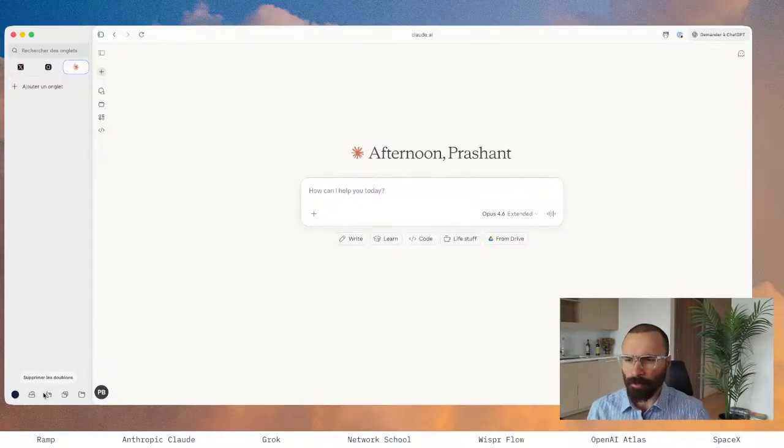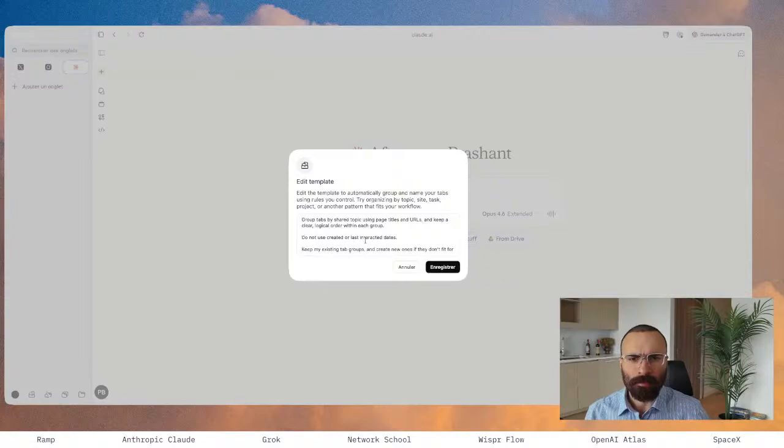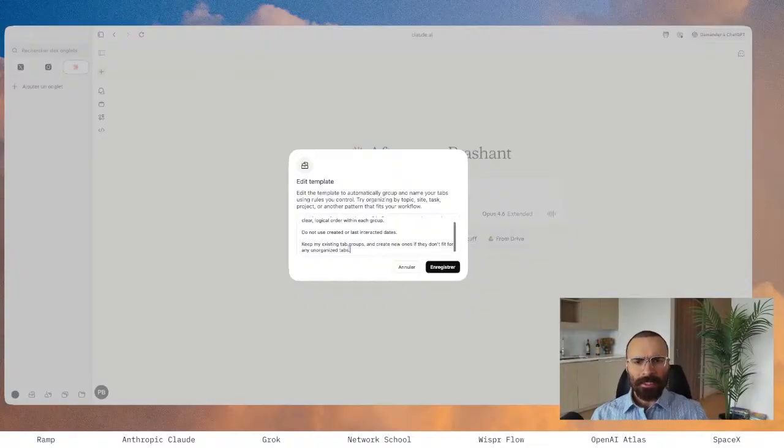Atlas is a new browser update. There are these new icons here. Number one, Organisation Automatique. Right click to edit the template. Okay. Edit the template to group by tabs. Group tabs by shared topic using page titles and URLs, and keep a clear logical order within each group. Do not use created or last interacted dates. Keep my existing tab groups and create new ones if they don't fit for any organized tabs.